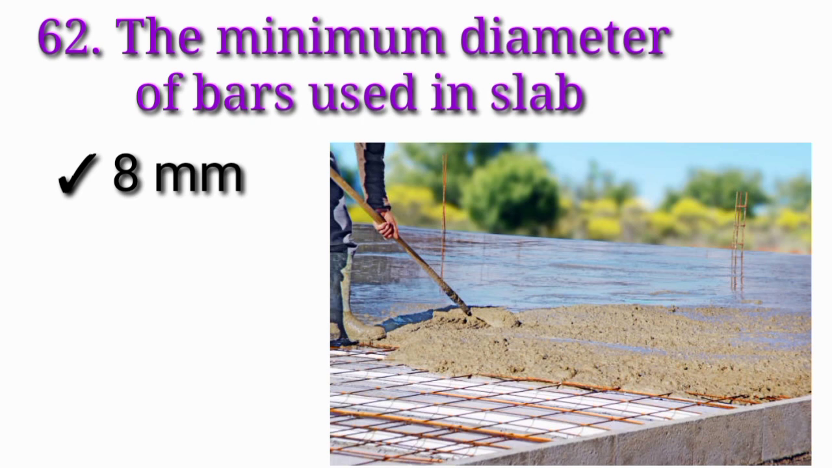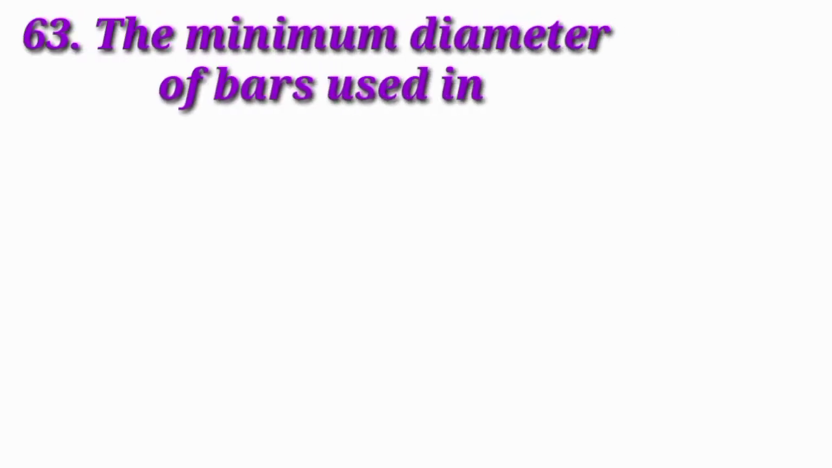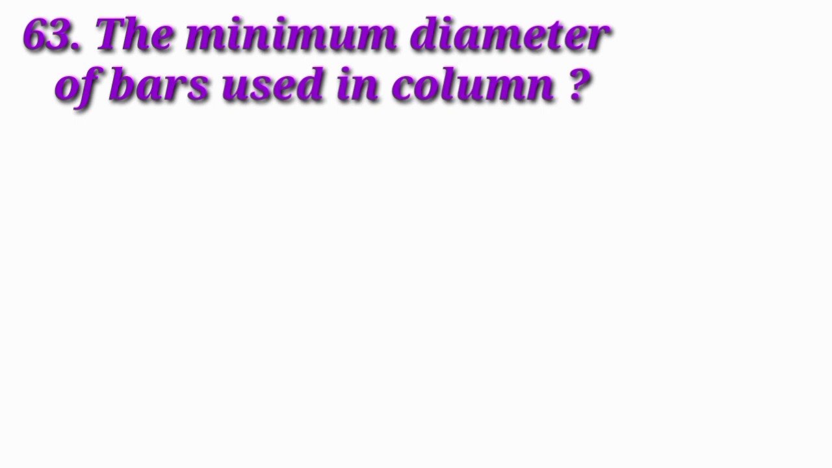The maximum diameter of bar used in a slab is 1/8 of the thickness of the slab. But this is the minimum diameter of bar used in a slab, 8 mm, not less. Next, number 63, the minimum diameter of bar used in a column.